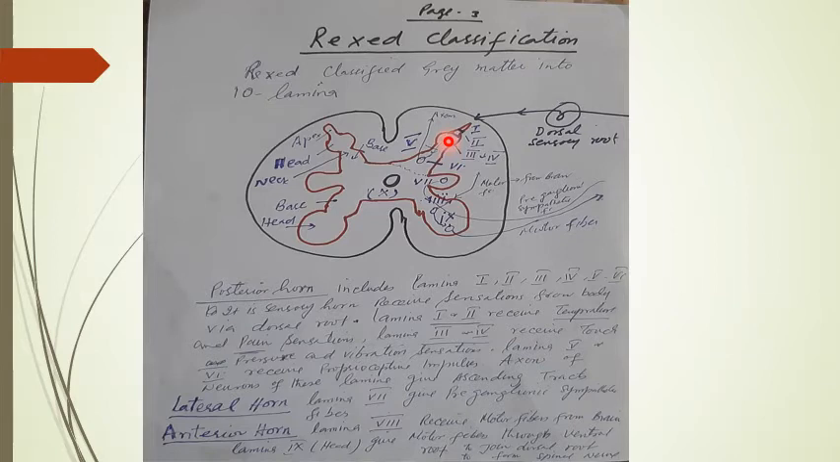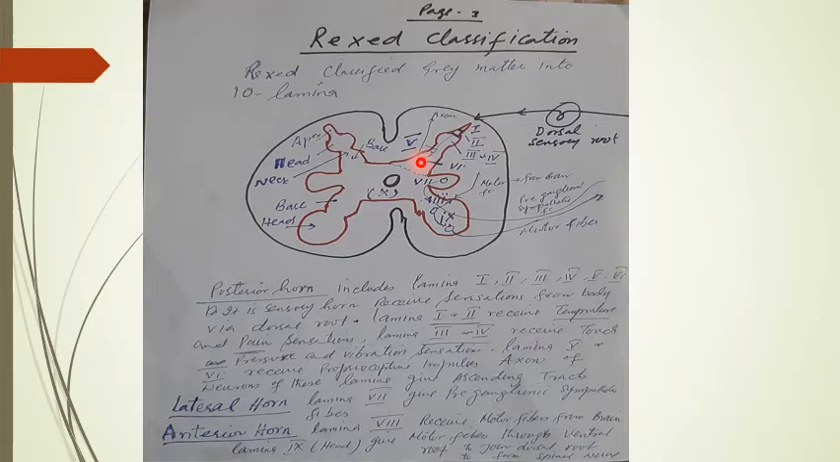The head is lamina 3 and 4, that is 2 groups are present in the head. Lamina 5, the 5th group, is in the neck. The 6th group is in the base of the posterior horn. So laminae 1 to 6 are present in the posterior horn, 2 in the apex, 2 in the head, 1 in the neck, 1 in the base. Rexed classified a total of 10 laminae.